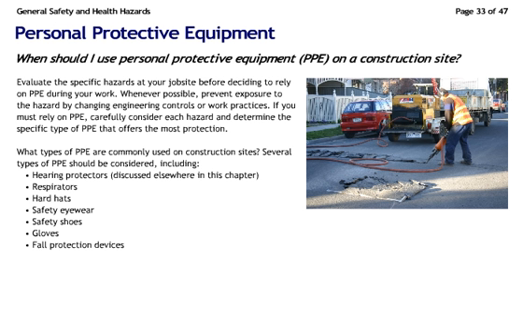Evaluate the specific hazards at your job site before deciding to rely on personal protective equipment during your work. Whenever possible, prevent exposure to the hazard by changing engineering controls or work practices. If you must rely on PPE, carefully consider each hazard and determine the specific type of PPE that offers the most protection. What types of PPE are commonly used on construction sites? Several types should be considered, including hearing protectors, which are discussed elsewhere in this chapter, respirators, hard hats, safety eyewear, safety shoes, gloves, and fall protection devices.